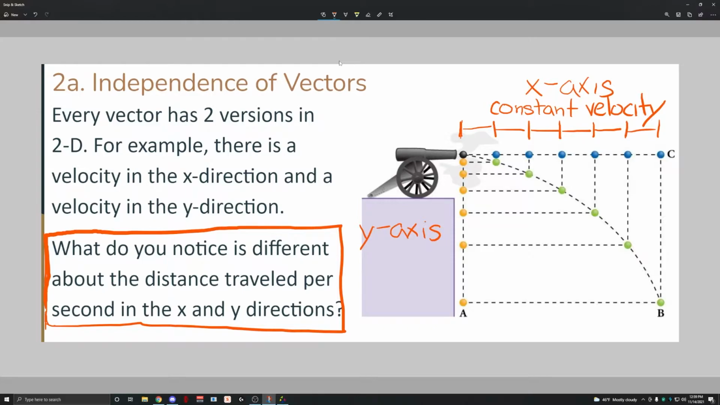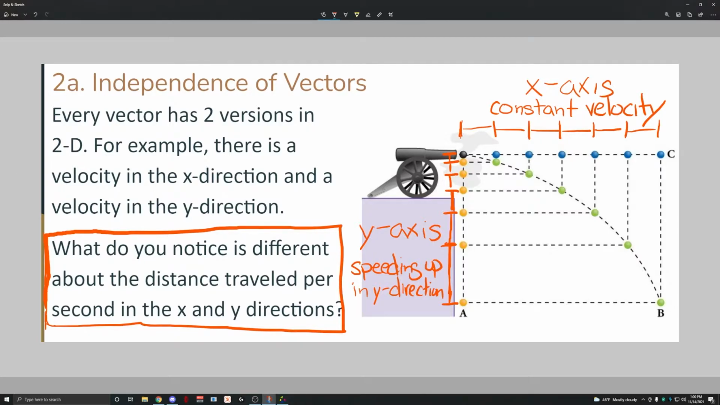But if we take a look at our y direction, that does not seem to be the case at all. On the contrary, you see that the distance increases in the y direction each second. You see the distance increasing, and what does that mean? That means you're speeding up in the y direction. It's not a constant velocity anymore.